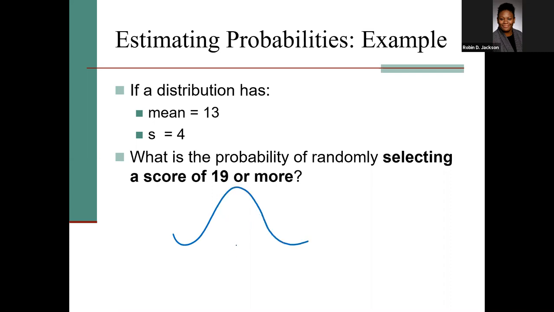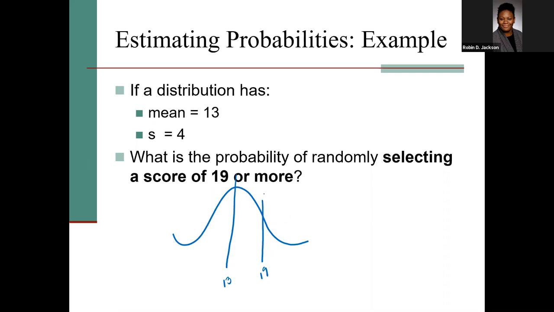All right, I'm not going to go through and draw the x-axis and all that stuff, but just know that this is what we have. So maybe what we want to know is, our mean is 13, what's the probability of randomly selecting a score of 19 or more? Well, if that's 19, we know we're looking for a score above the mean, and above the mean only.